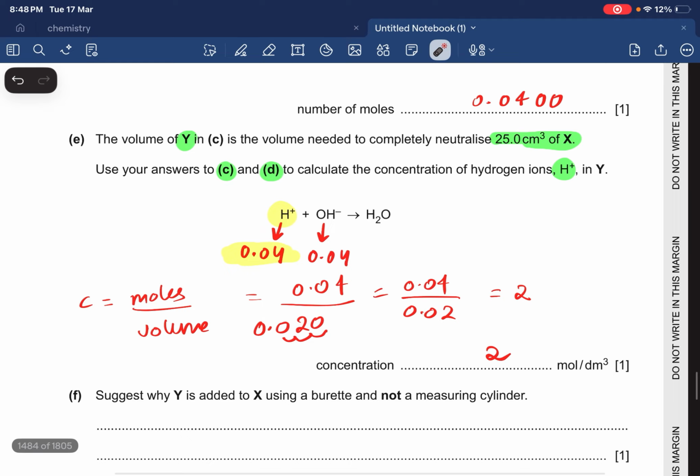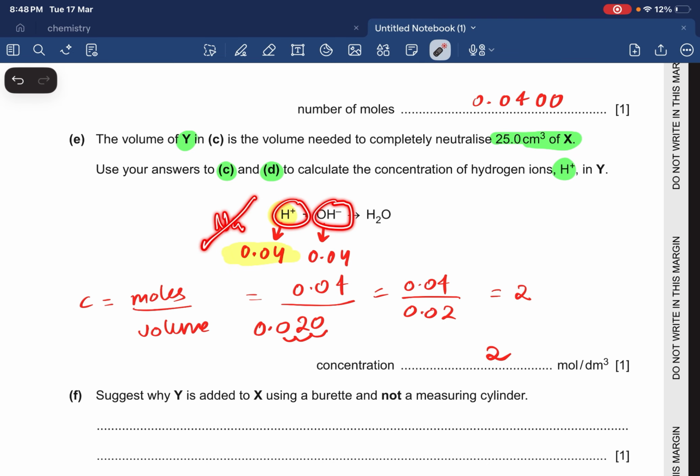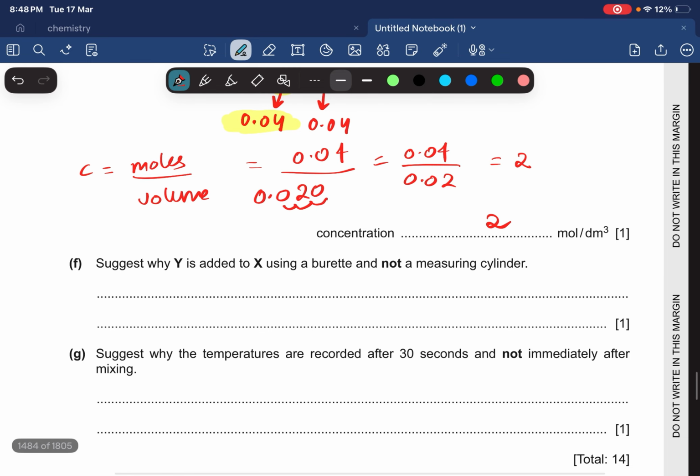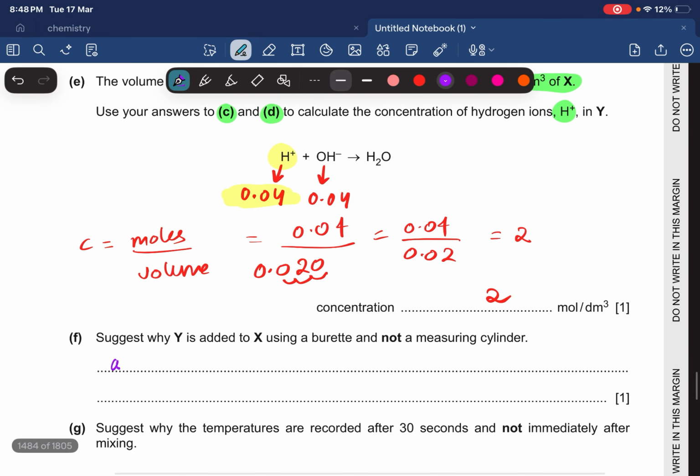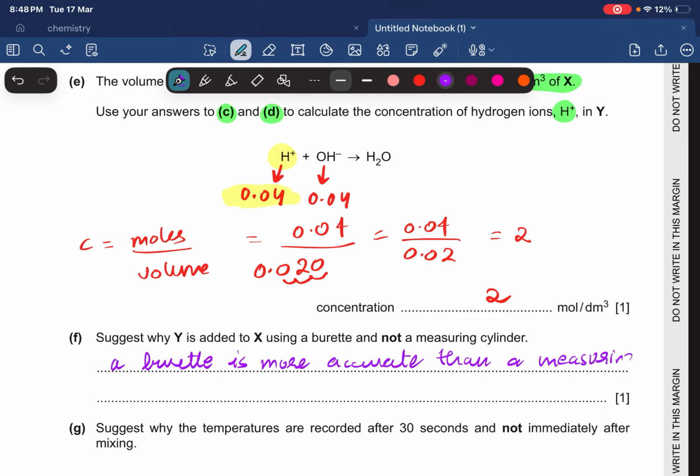Don't be confused that we have NaOH and now we just have H and OH. It's an ionic equation. So that Na was here, but it was just cancelled because it was on both sides. Okay? Suggest why Y is added using a burette and not a measuring cylinder. They're always going to ask questions like these. So you always have to say that a burette is more accurate than a measuring cylinder.